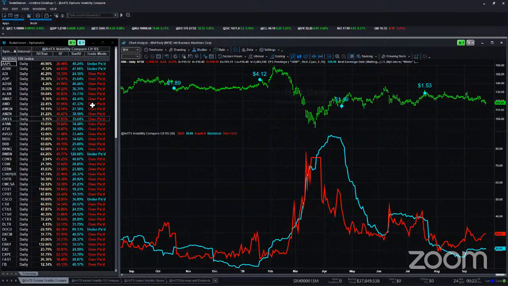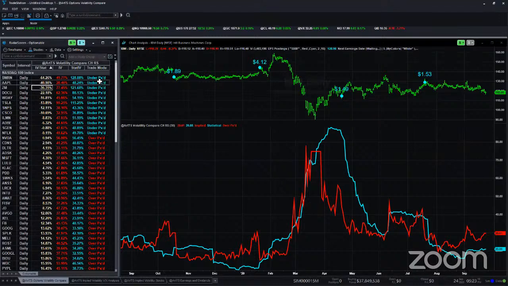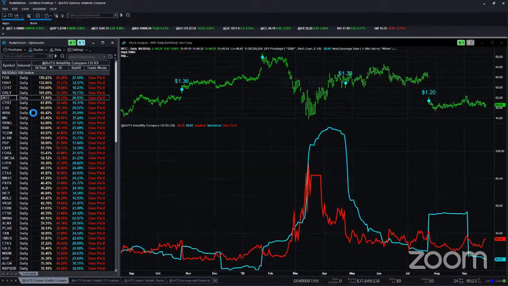And I can also see that in Radar Screen. What's cool about Radar Screen is I can sort by the ratio between these two. So I can see which symbol is the most underpriced or overpriced by just sorting by that. Here, for example, Intel, you can see that's a pretty big gap, a 71% gap. The implied volatility is that much higher than the statistical volatility. So you can sort by any of these values.